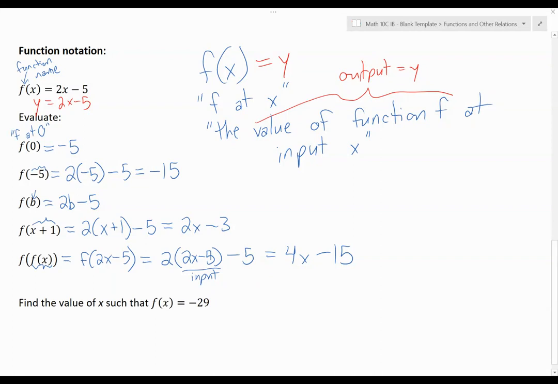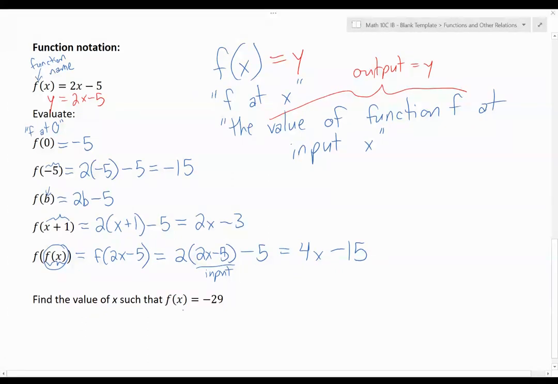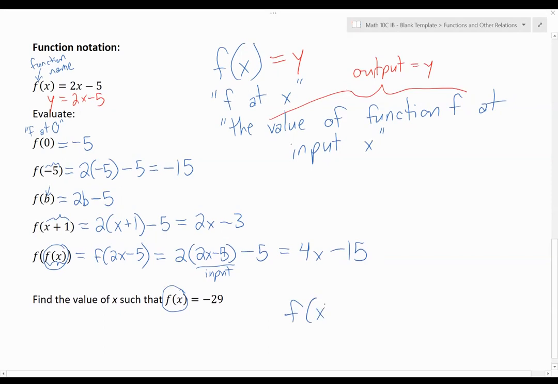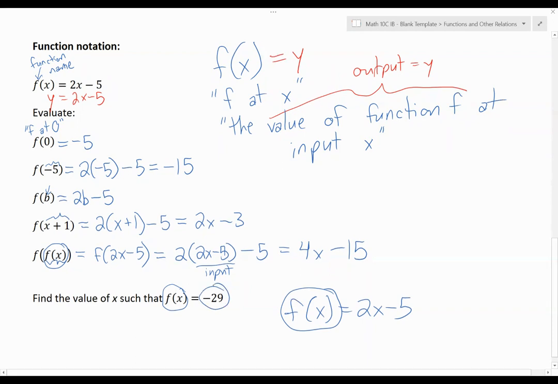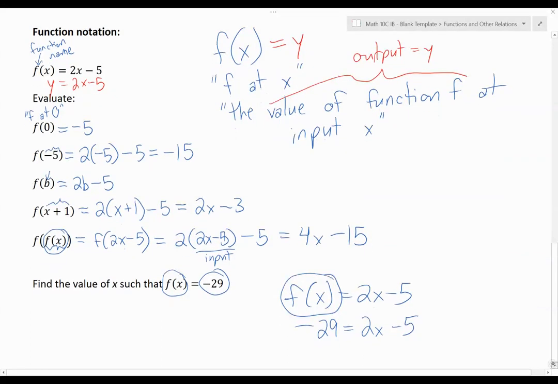Again, a completely new function has been created, but it's essentially saying what would happen if I took f of x, which is the output of the function, and then put it back into that function. So I put a function inside of itself. And I can work the other way around. If I want to find the value of x such that f of x equals negative 29, well, remember I have the statement f of x equals 2x minus 5. If I replace f of x with negative 29, I now have something that I can rearrange to figure out what value of x would give me that function value.